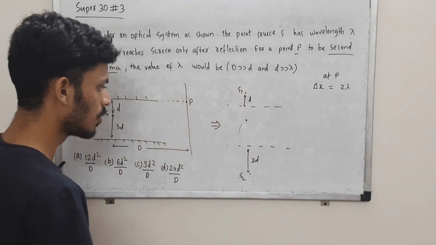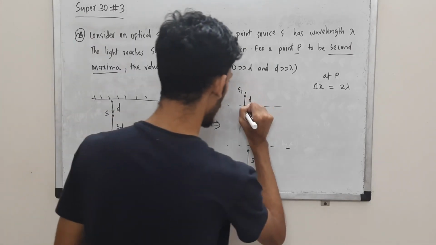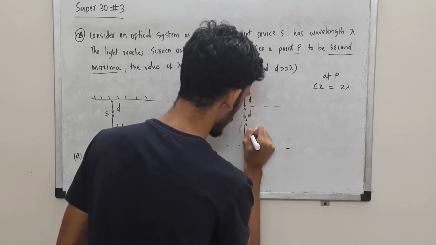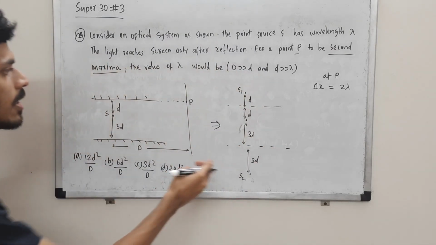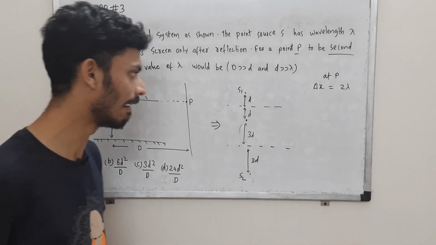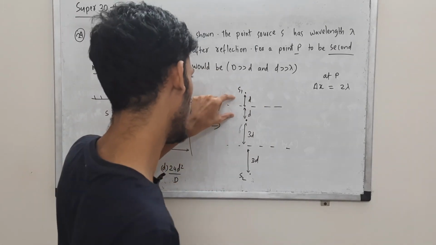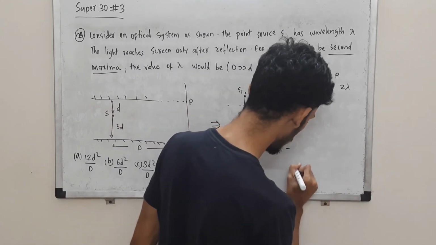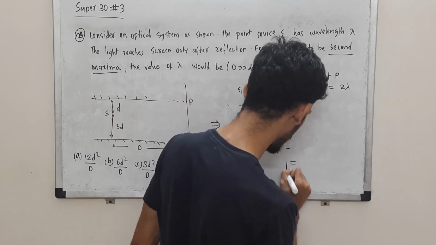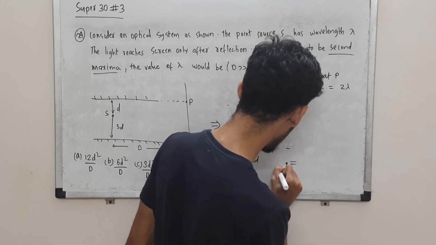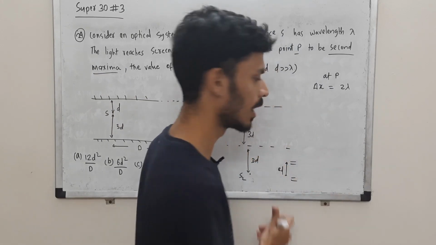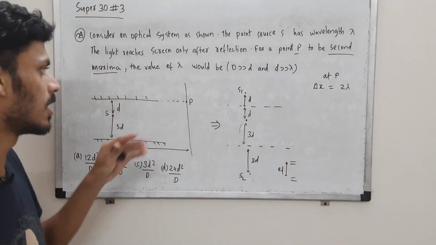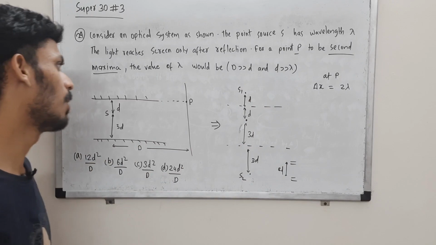So you can see that this is also d. That gives the total distance between the slits: 3d, 3d, 6d, and this is 2d, so 8d. You can draw a system like this, S1, S2, and the distance between the slits is 8d. Now you can see why the interference is happening. This can be treated as two sources, and the light is coming to point P.